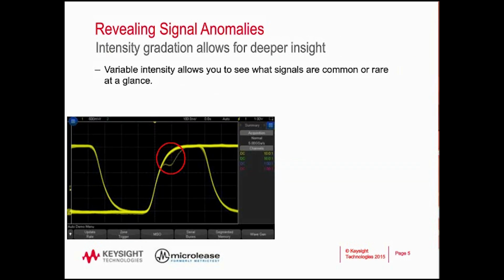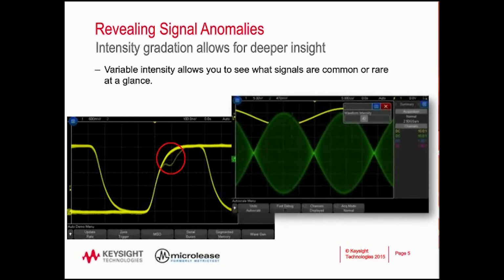Variable intensity gradation is also common on most oscilloscopes today and gives you a more analog look and feel to the screen. Rare occurrences, such as the slow edge outlined here in red, show up as a little bit dimmer than the more common signal shapes. It's also helpful for visualizing modulated waveforms, as seen on the green trace here on the right. Its quick and simple visualization capability takes guesswork out of your initial testing, kind of gives you a third dimension to the signals you're looking at for the first time.